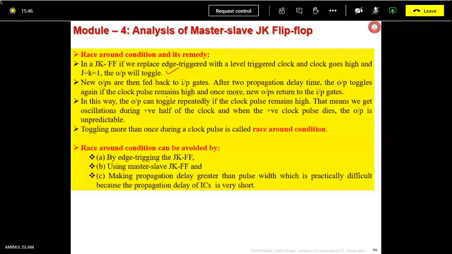Why is it 2 propagation delay? One is initially at a gate, and the second is the feedback. One output is fed to the other, and then the second output passes. After 2 propagation delay time, the output toggles again if the clock pulse remains high. Why is it 2 propagation delay?